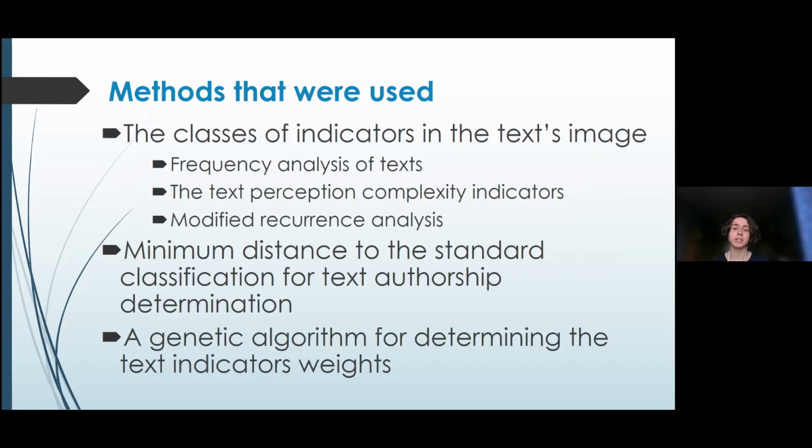Now you can see the methods that we use in our work. The first methods are frequency analysis of text, the text perception complexity indicators, and modified recurrence analysis. These methods we use to form indicators to form the text image. Next, we use the minimum distance to the standard classification for text authorship determination, and we use a genetic algorithm for determining the text indicator weights. Let's talk a little bit more about all of these methods.